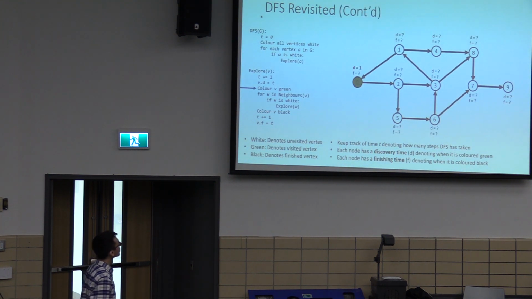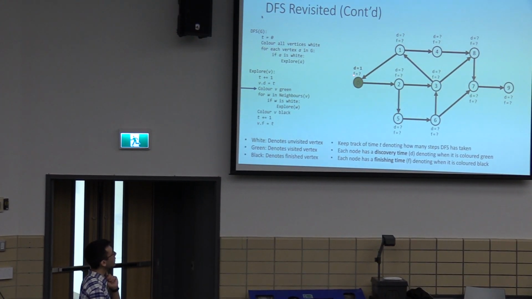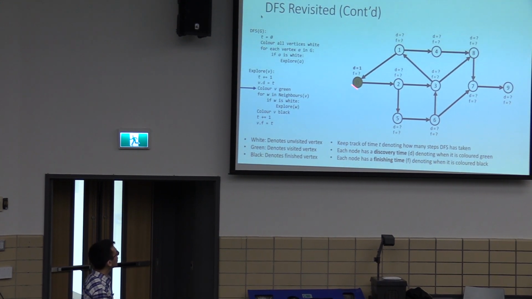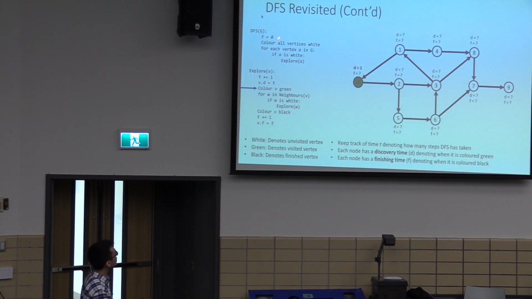So let's start. Another thing we're going to add is a discovery time and a finishing time. That's useful if we want to keep track of when we actually reached a certain node. Whenever we color a node green, we set its discovery time equal to the current time. Whenever we color it black, we set its finish time to whatever time we have. The time variable is just a global variable that keeps incrementing as we explore one vertex at a time.